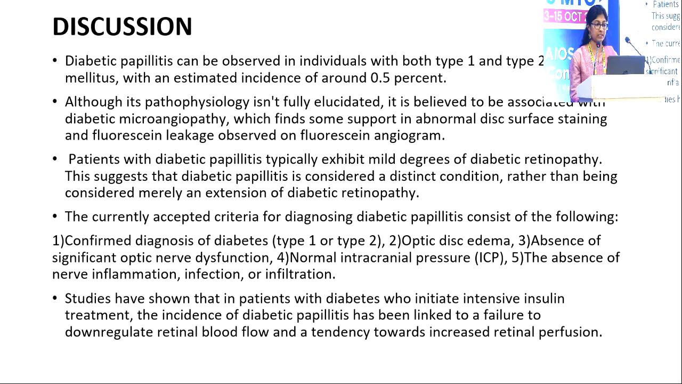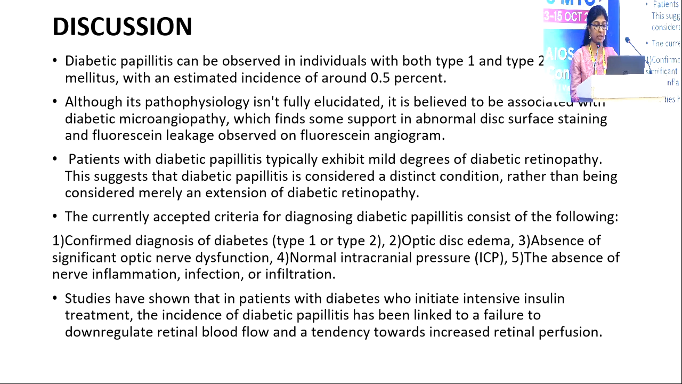Patients with diabetic papillitis typically exhibit mild degrees of diabetic retinopathy. This suggests that diabetic papillitis is a distinct condition rather than merely an extension of diabetic retinopathy. The currently accepted criteria are a confirmed diagnosis of diabetes mellitus, optic disc edema, absence of significant optic nerve dysfunction, normal intracranial pressure, and absence of nerve inflammation, infection, or infiltration.